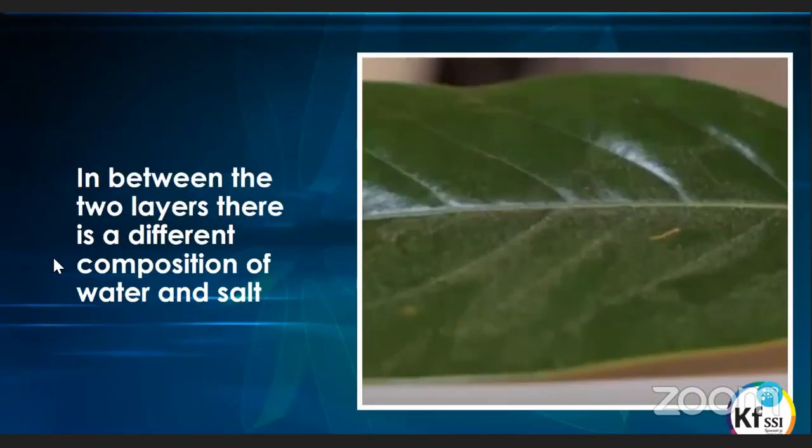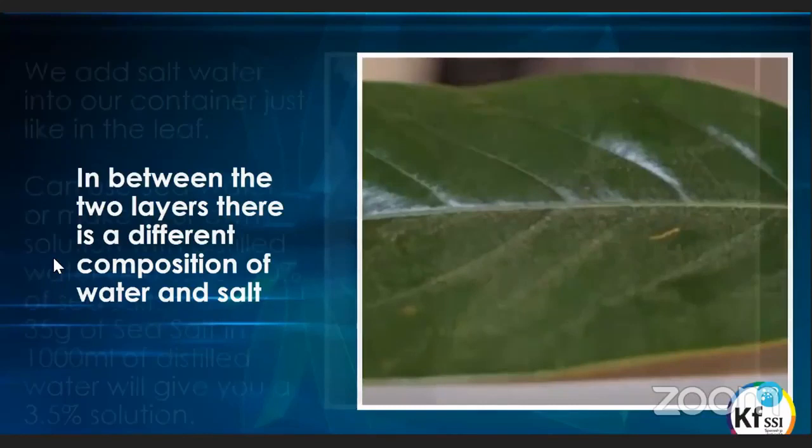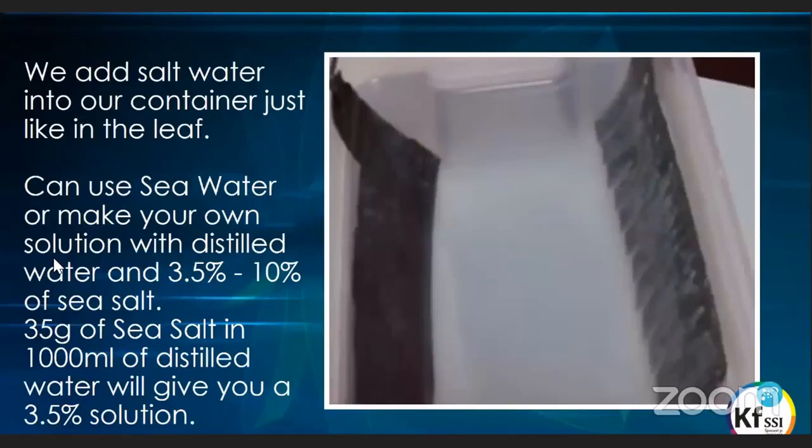Now, within your leaf, there are different compositions of water and different amounts and solutions of salt, very trace amounts, but they are still there. And so we have to do the same. Within that box, once you've set up your plates, we add the salt water into our container, just like the leaf.